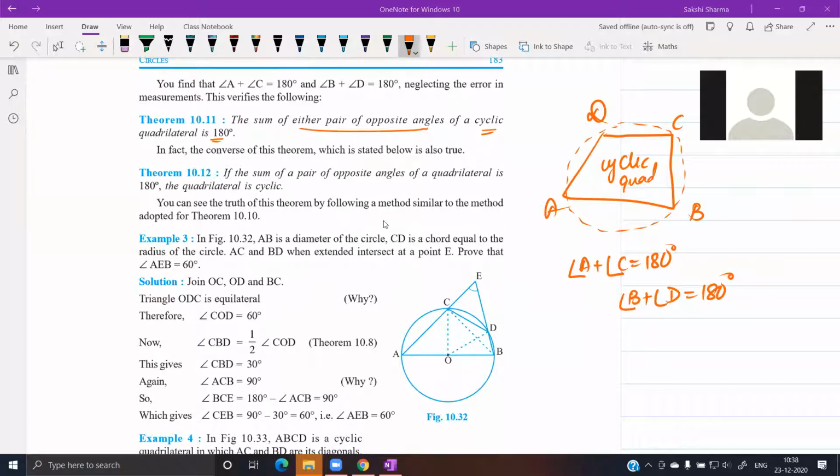Keeping this in mind, now if you look at a rectangle or a square, in a rectangle, the sum of opposite angles is 180 degrees. In a square, the sum of opposite angles is 180 degrees. Then that means that a rectangle and a square are always cyclic quadrilaterals. Means you can always draw a circle passing through all four vertices of the square or the rectangle you have.